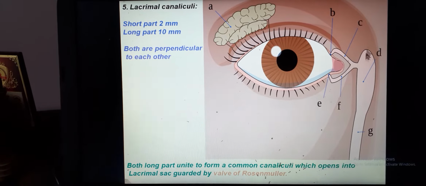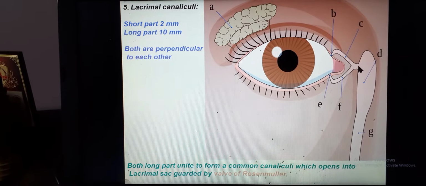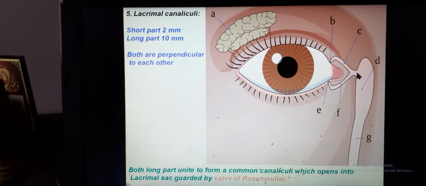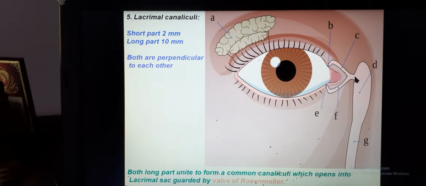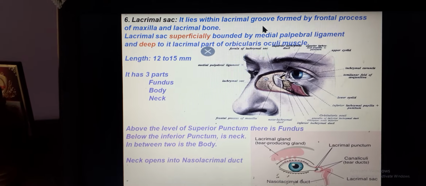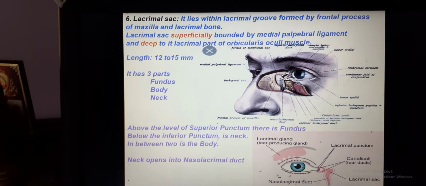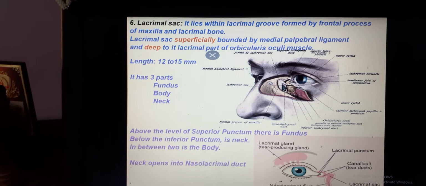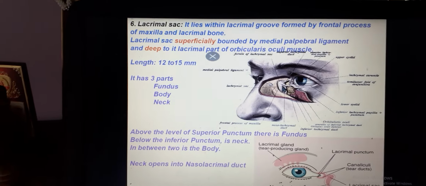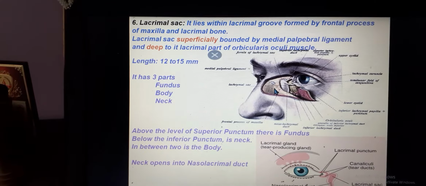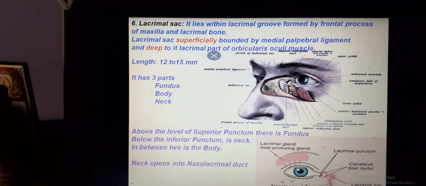This is the lacrimal sac, and here lies one valve. This is a mucosal fold, which is known as the valve of Rosenmuller. Another component, the lacrimal sac, lies within the lacrimal groove formed by the frontal process of maxilla anteriorly and the lacrimal bone posteriorly.